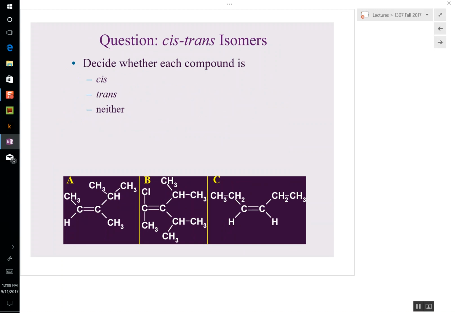Decide whether each compound is cis, trans, or neither. Cis, trans, or neither. Trans.